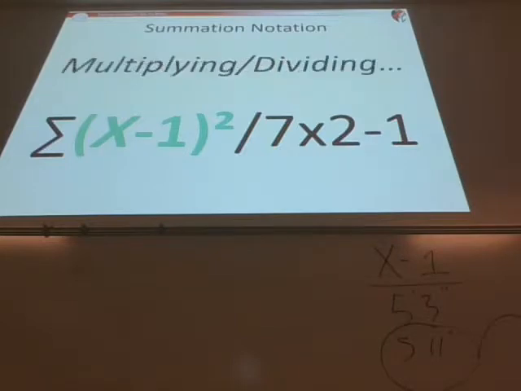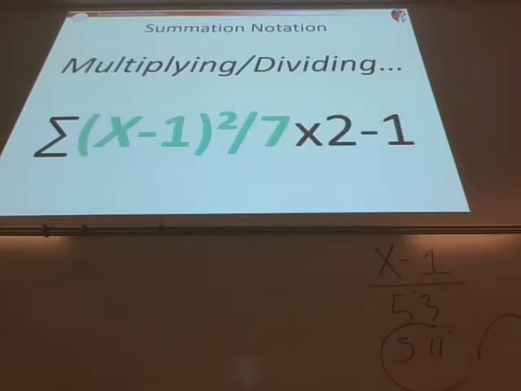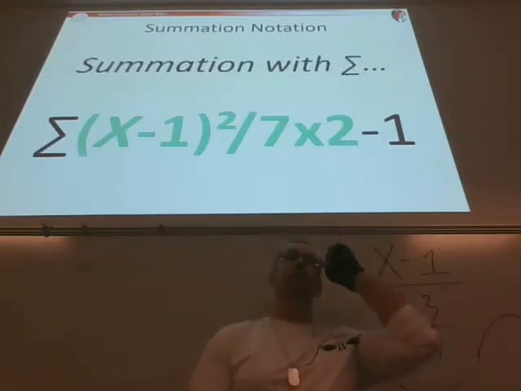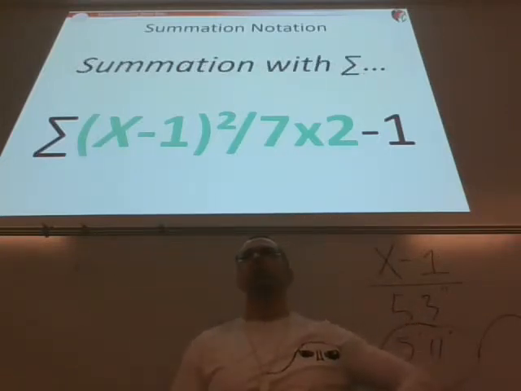After that, we do any multiplication and division. We do that from left to right. So we start by taking whatever scores we have at this point, we square them, we take whatever scores we have and divide those by 7. Whatever scores end up with those, we multiply by 2, again, because we're going left to right. And then, after finishing multiplication and division, we're ready to do summation with that sigma sign, the sum of.